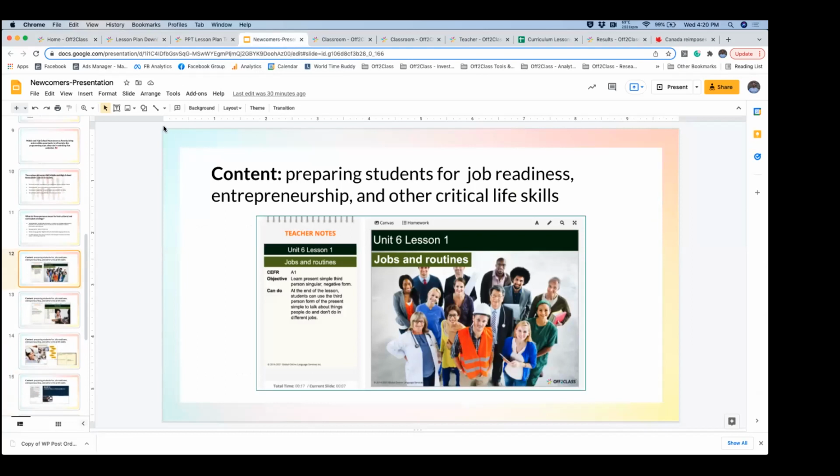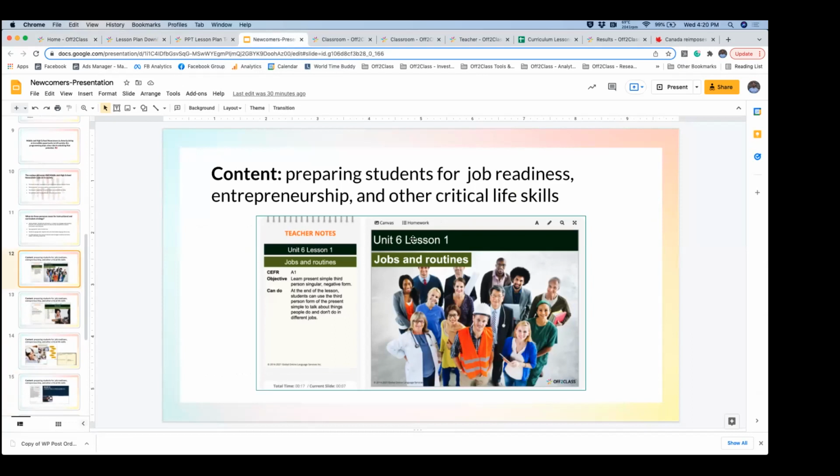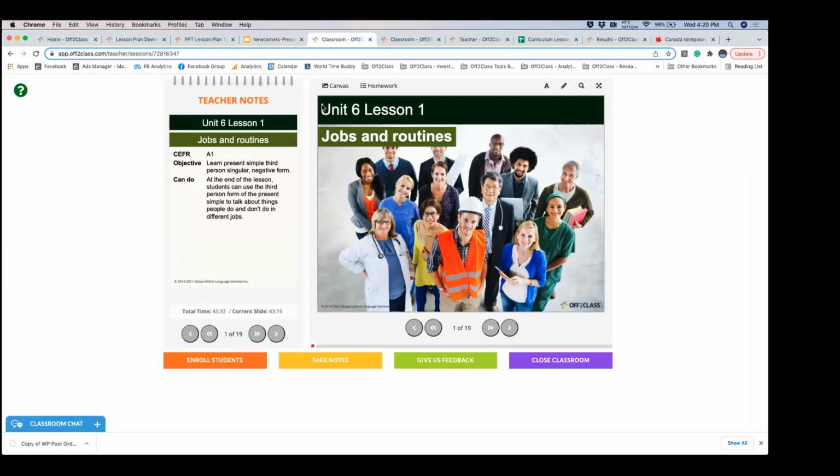So on the theme of real life skills, of developing content that really focuses on job readiness, entrepreneurship, and other critical life skills, in our beginner curriculum at Off to Class, we have an entire unit on jobs and routines, really noting that entrepreneurial mindset that a lot of our middle and high school newcomers are already ingrained with. You'll probably notice on our lessons that some of the folks are a little bit older in the pictures. That's really thinking about that idea of age appropriateness.